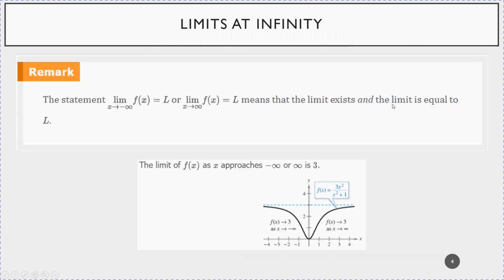All right, here are just some remarks on this. The statement that the limit as x goes to negative infinity of f of x equals L, or the limit as x goes to infinity of f of x equals L, means that the limit exists and is equal to some number L. You can see here a close-up visual representation of this. We're going to talk about cases like this where the limit is finite, it equals some value, and then we'll talk about another case where it might not be, and what that means.